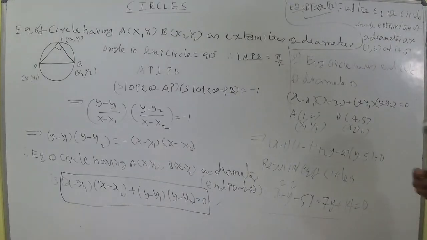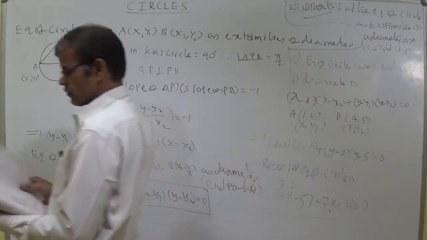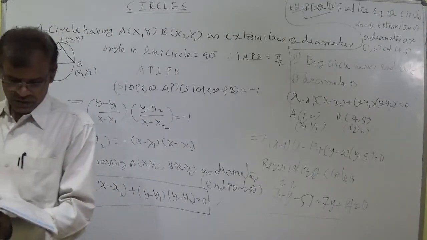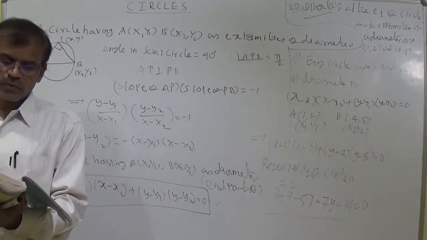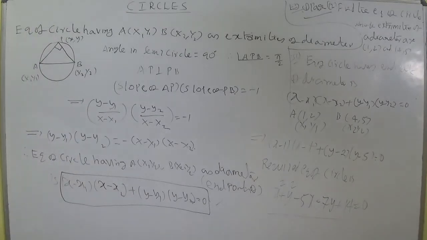Now equation of circle having end points of diameter. Next, another example is there. Let us discuss that example. Find other end point of diameter.